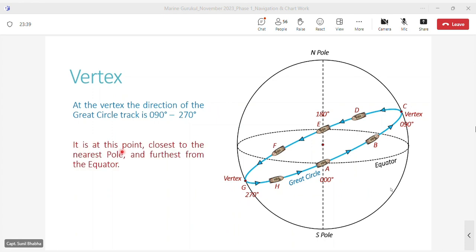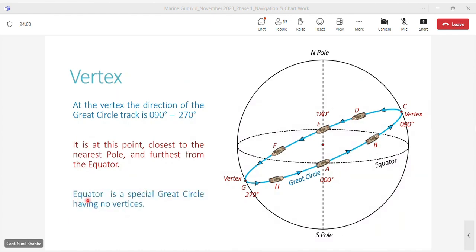It is at this particular point that the great circle track is closest to the nearest pole and farthest from the equator. You can have a look at the diagram. This is the vertex in the northern hemisphere, and it is at this particular point that the great circle track reaches closest to the north pole and is farthest from the equator.